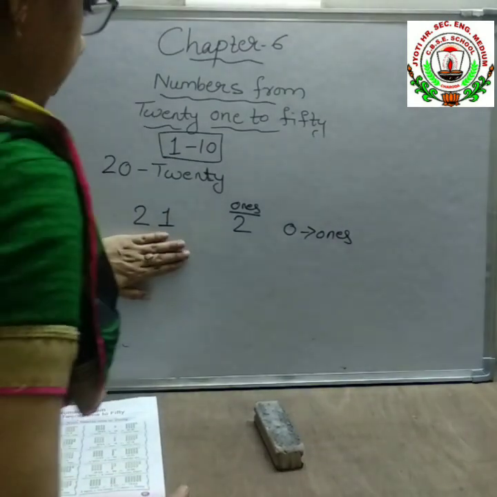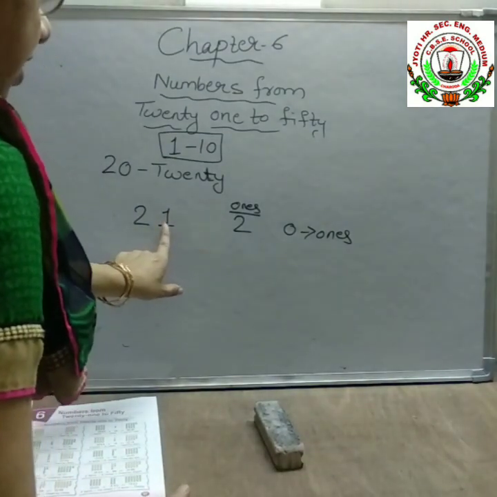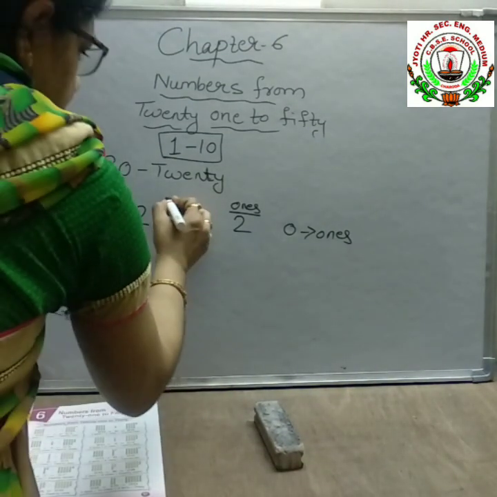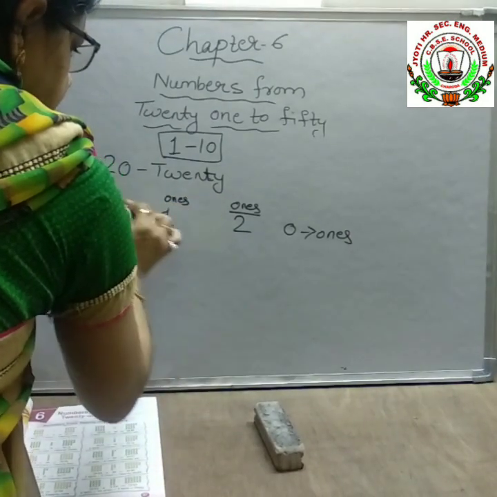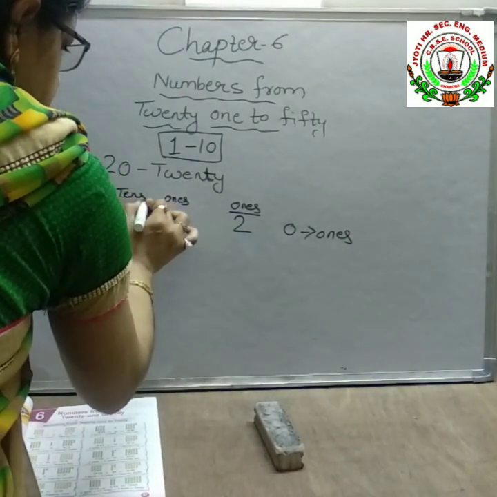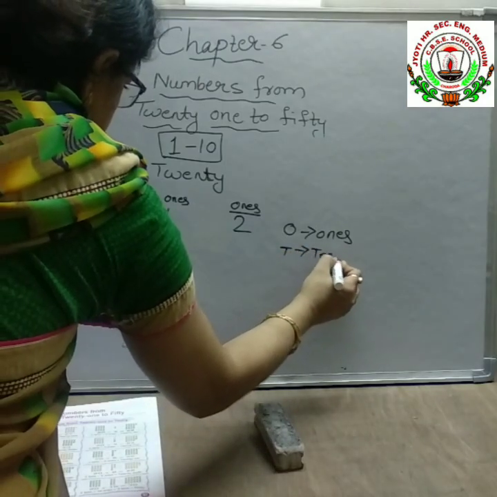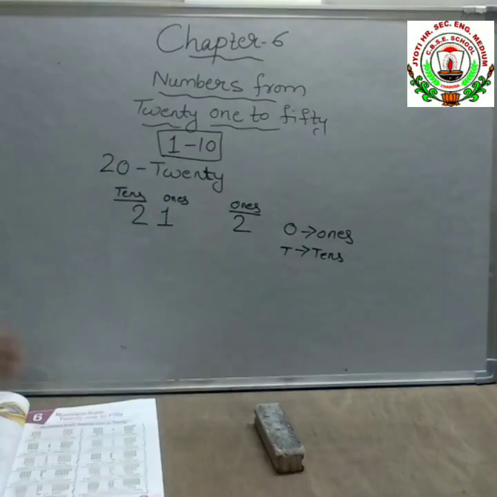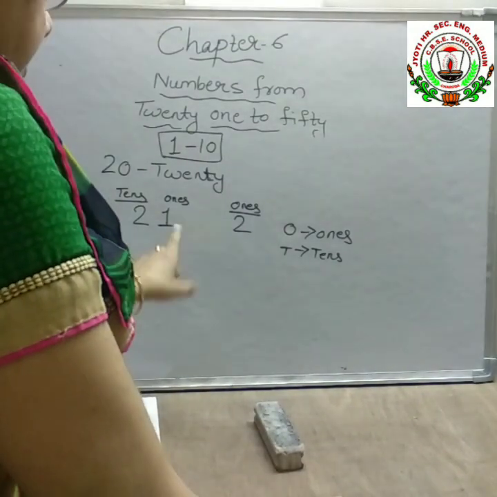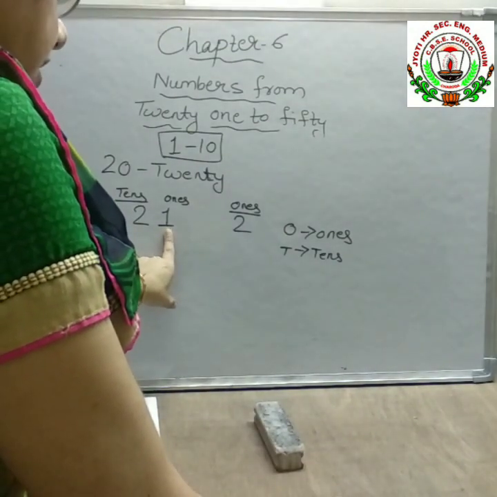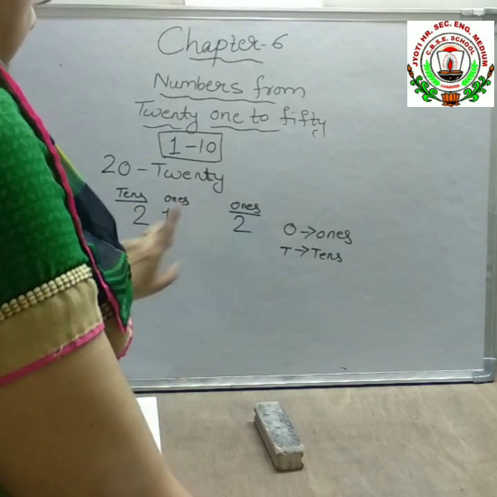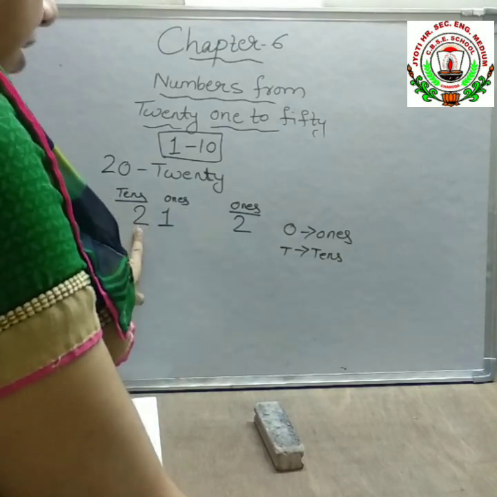If it is a 2-digit number, the number on the right side is in the ones place and the number next to it is in the tens place. We are denoting tens with P. So, if it is a 2-digit number, then the number on the right side is in the ones place and the next number is in the tens place.